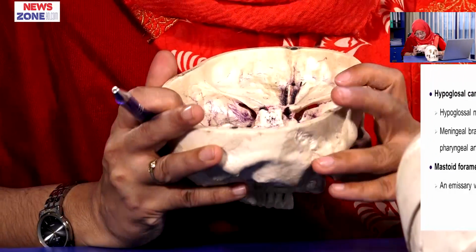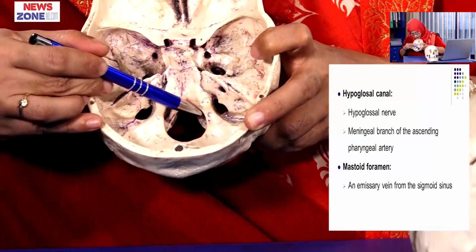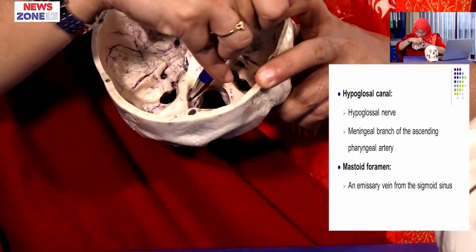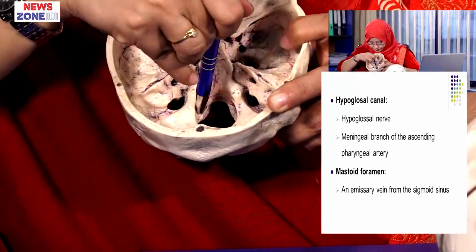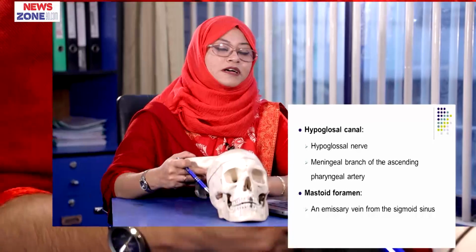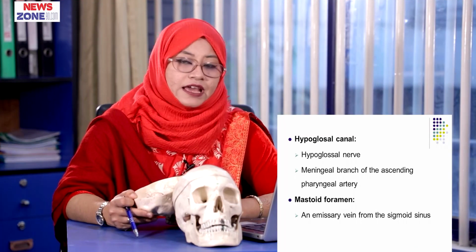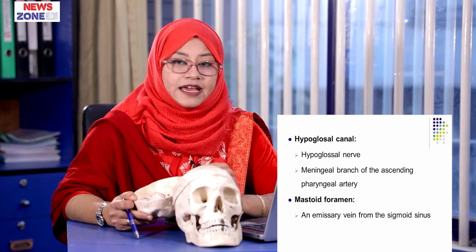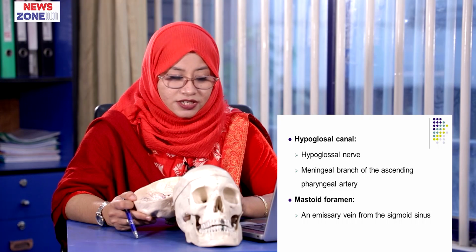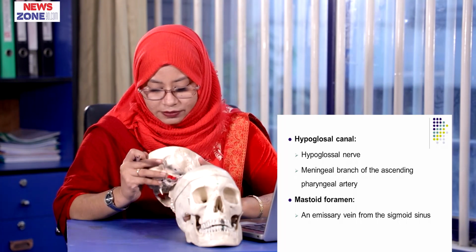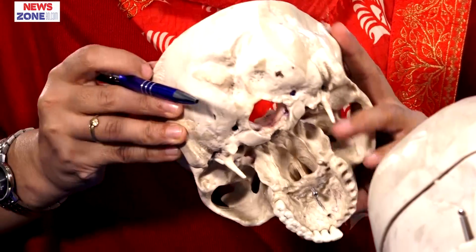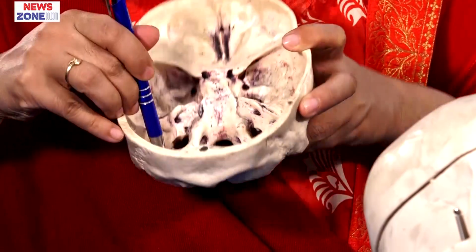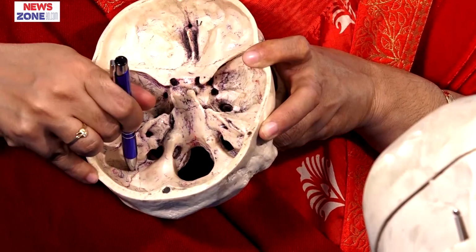Then hypoglossal canal. This is hypoglossal canal which passes hypoglossal nerve and meningeal branch of the ascending pharyngeal artery. Then mastoid foramen. Here is mastoid foramen, which passes an emissary vein from the sigmoid sinus.